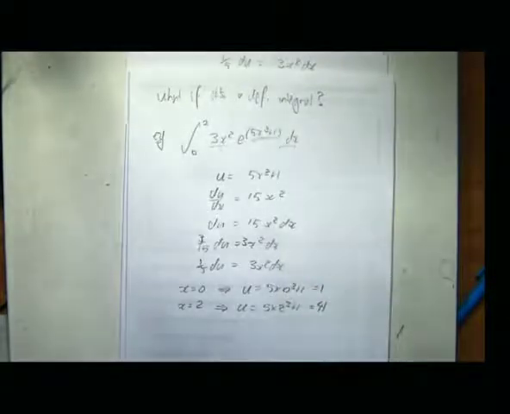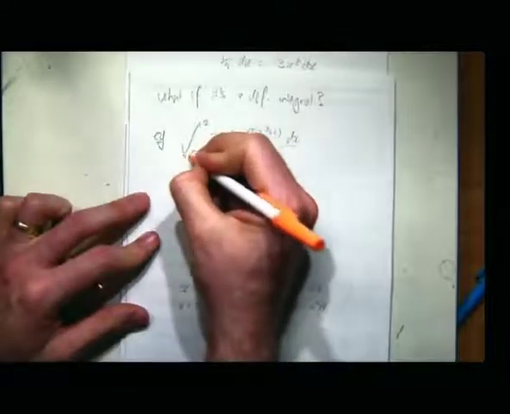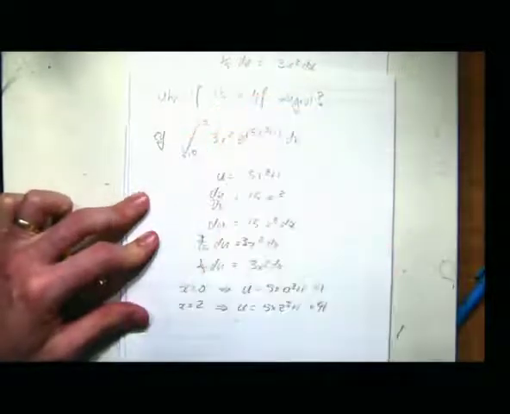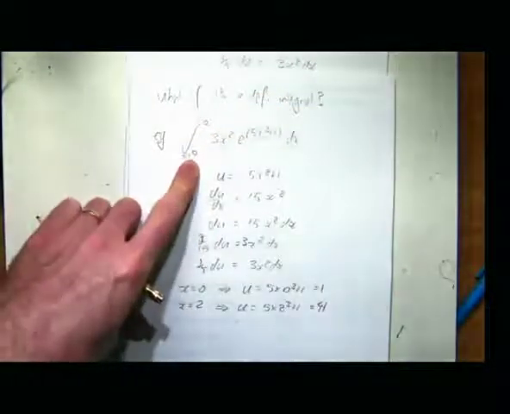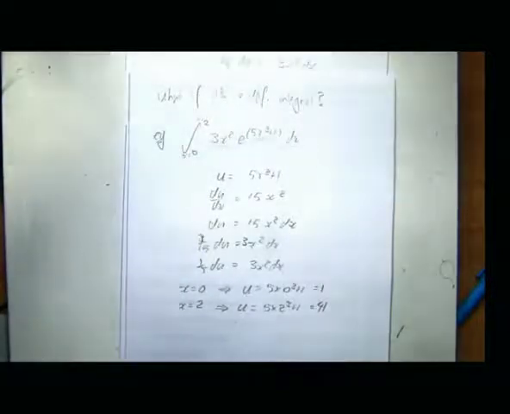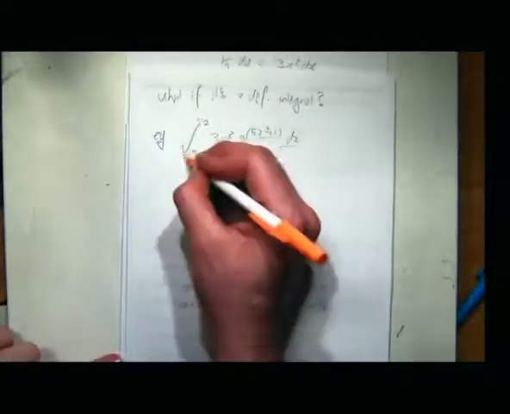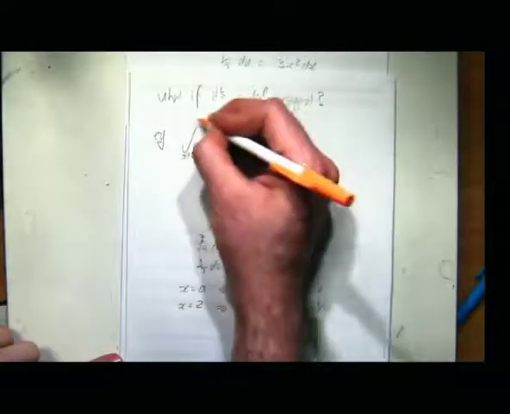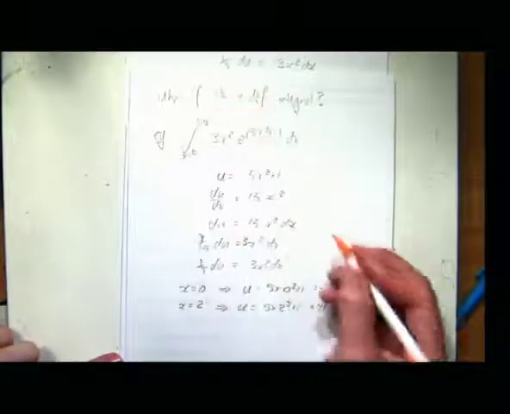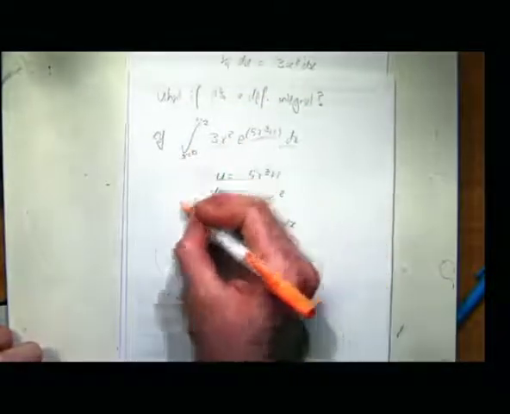So I can go back and imagine and remind myself that this is actually x equals 0, this is x equals 2. And so the x equalses will need to be turned into u equalses. And that's coming from this formula here. By the way, that's how I'm figuring that out.